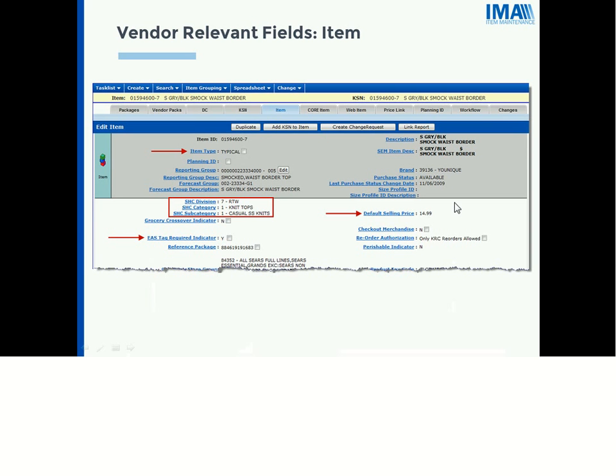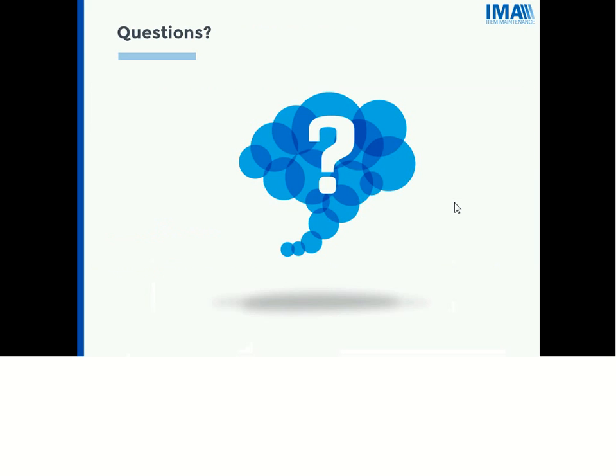So in this view that we're currently in, this is basically like single edit view. So if you do a quick search for an item, and then you click the item tab, this is what you would see. So any questions so far on the item component?